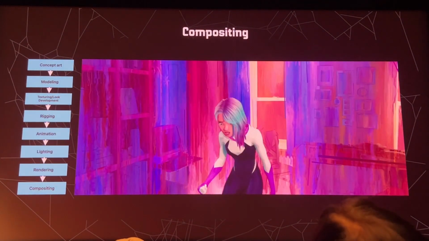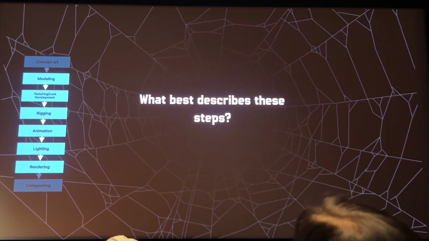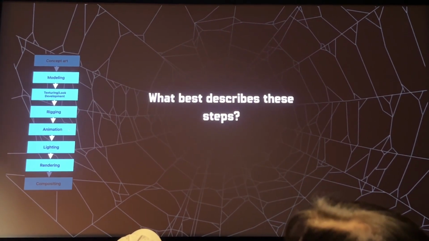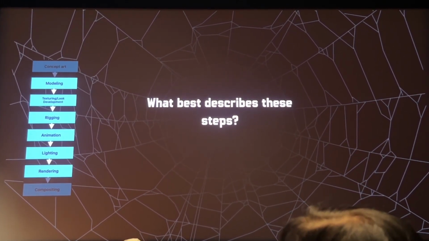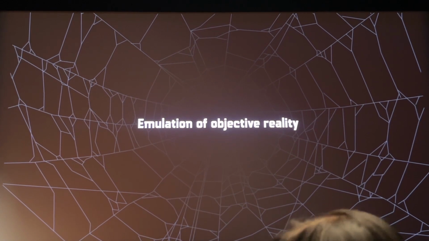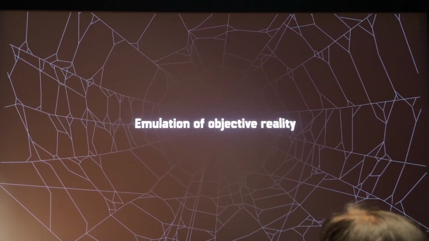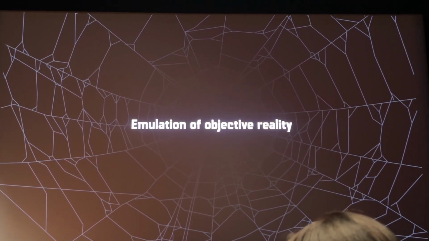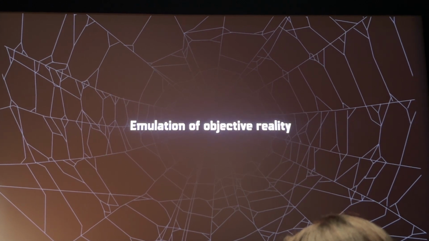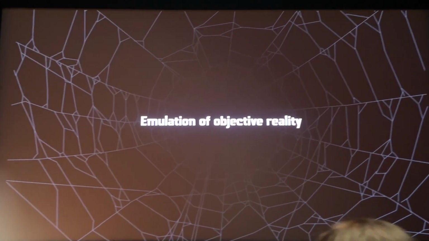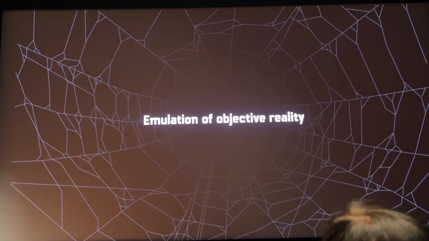So I wanted to pose the question, what best describes all these steps that I've just described, especially the steps in the middle, not the first and last step? Those steps in the middle, I would argue, are the emulation of objective reality. What we're actually doing is creating a 3D world that mimics very closely the world that we're living in. We're adding cameras, we're placing characters, we're moving models around with a virtual puppet, and we even simulate the scattering of light. You can't get much more mathematical and real than that.